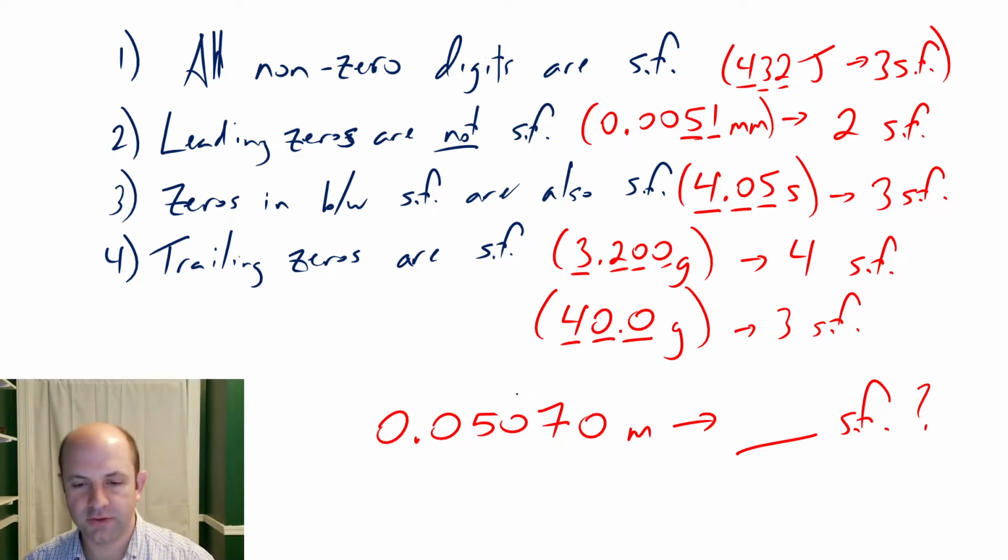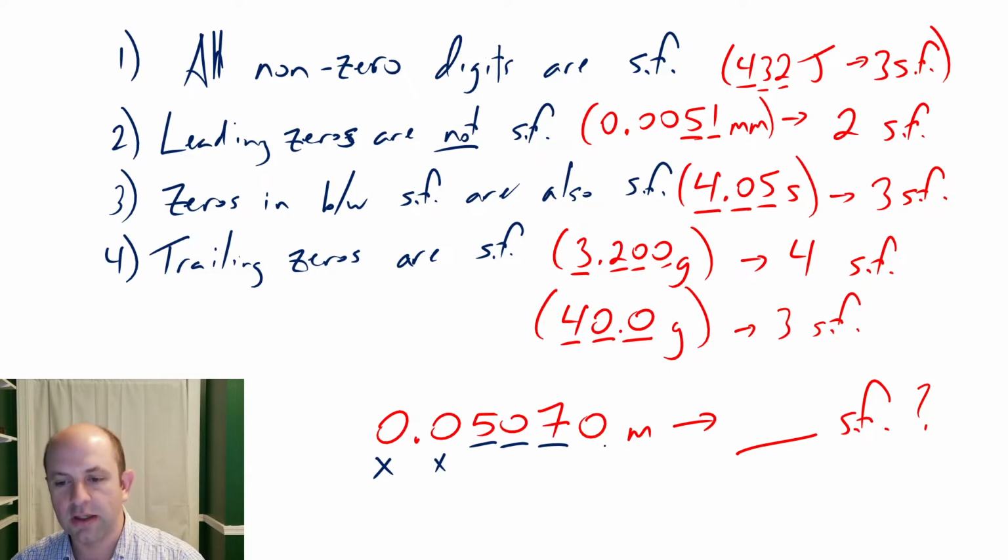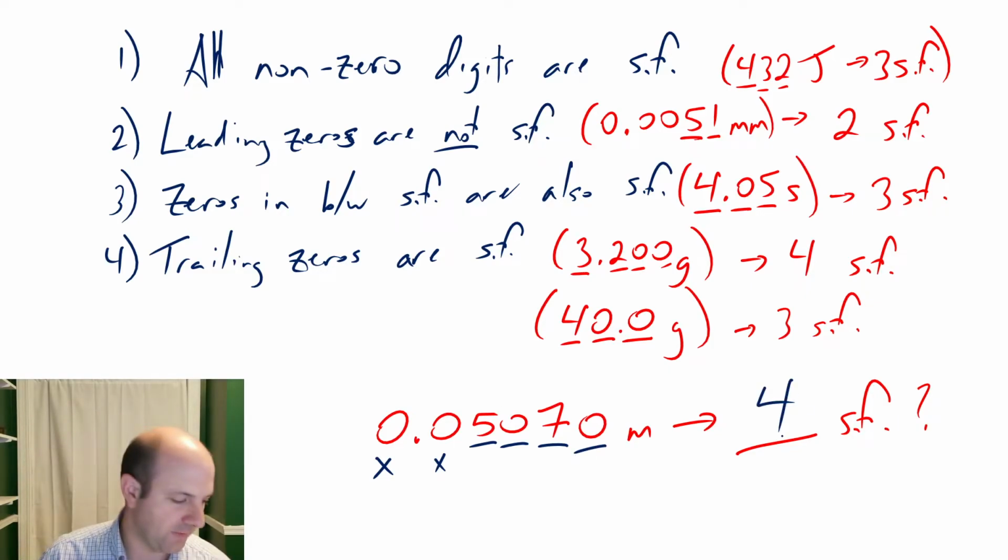If you paused the video or if you figured it out that quick, if we go through, we'd say, okay, the 5 and the 7 definitely count. They're not 0. This one is in between, so it counts. These 2 zeros up front, well, they're leading zeros. They're in the front of the number. They don't count, so we can get rid of those. Oh, but this 0 at the end, it's after these other sig figs. It's after the decimal. It does count. So this one would have 4 sig figs.